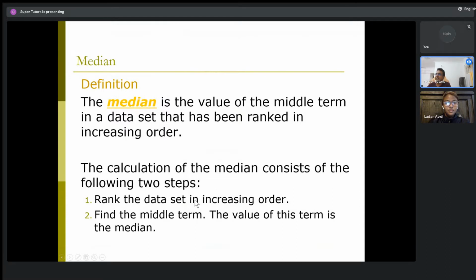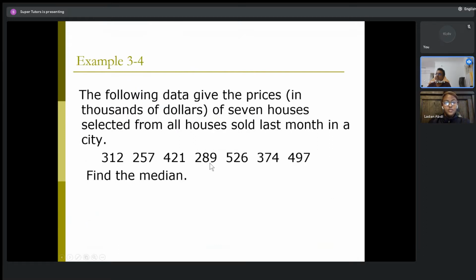Rank the data set in increasing order, and then you find the middle term. The value of this term is the median. It is as simple as that, right? So let's say I have seven houses, and I have the prices of seven houses in thousands of dollars.